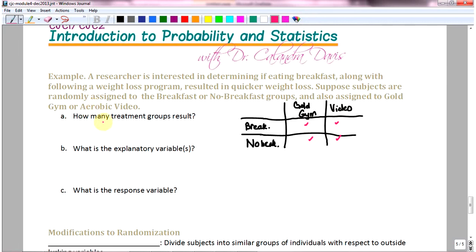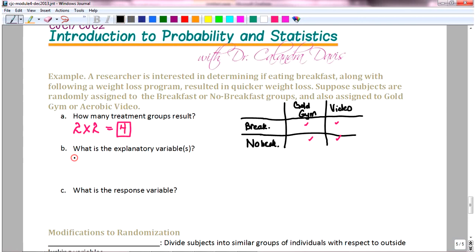So the way that we can compute this without having to write a table is you just take the number of treatments in each factor and you multiply them together. And we see we have a total of 4 treatment groups. Okay, what is the explanatory variable in this study? Well, we actually have 2.